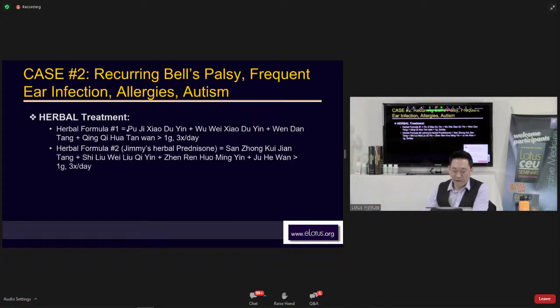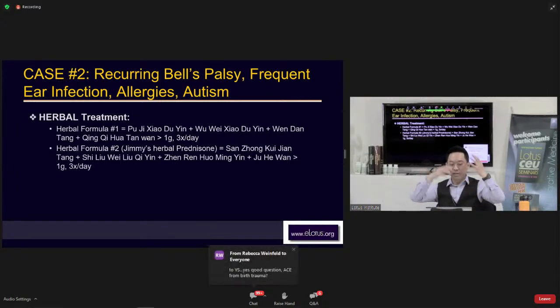So we did antivirals like 普济消毒饮, 五味消毒饮, 温胆汤 for phlegm heat, 清气化痰丸 for phlegm heat. We did 1 gram 3 times a day. All right, that was formula number 1. So we did that to try to clear up the allergies, because I remember at the time he came in, he was stuffed up and all that stuff. So we did that for the respiratory tract.